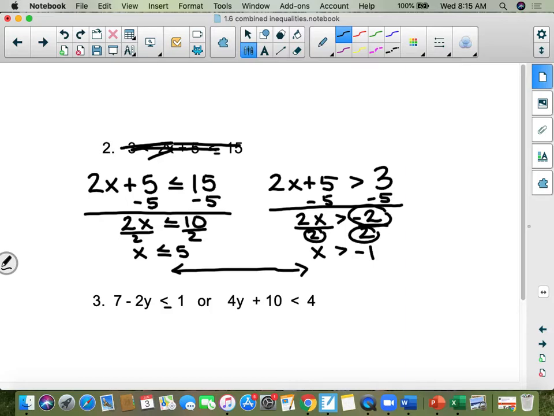Show me where 0 is. A -1 is about to the left of the 0, and 5 is about here. So I put a -1 and 5 on my number line.